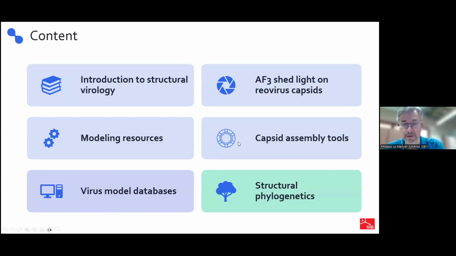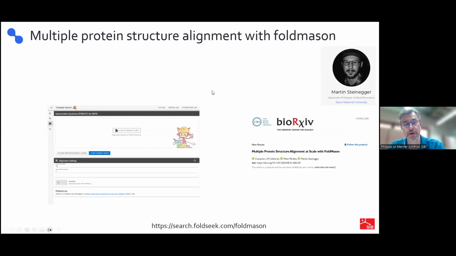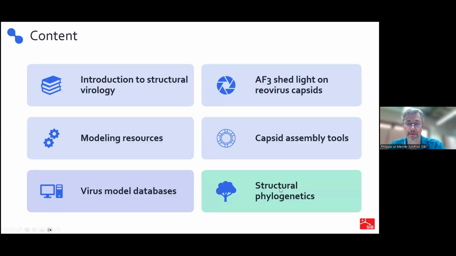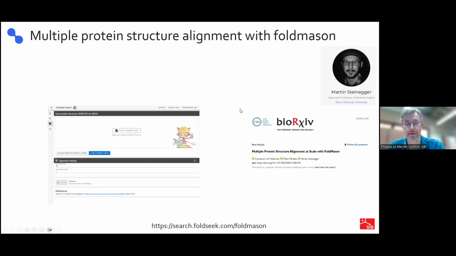So now the big part, structural phylogenetics. As we have not much sequence homology, but structural homology, making trees by structure is very appealing for virology. Here, again, Martin Steinegger made available a tool called Foldmason. It's a multiple protein structure alignment, which is very fast because it's based on the structural alphabet I showed you before for Foldseek. They use basically the same alphabet to make a matrix of homologies and create a tree from it.